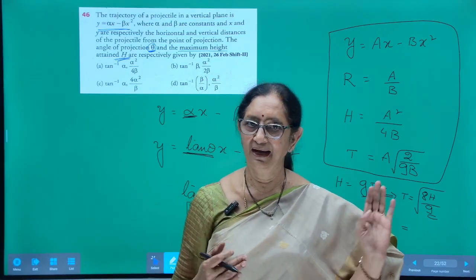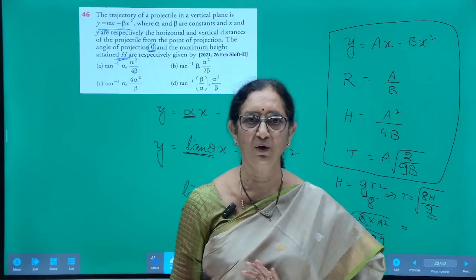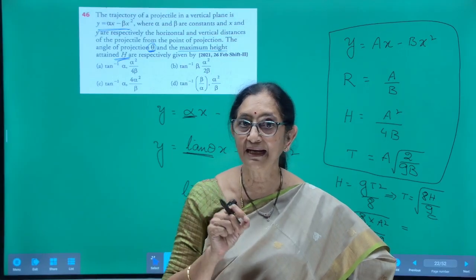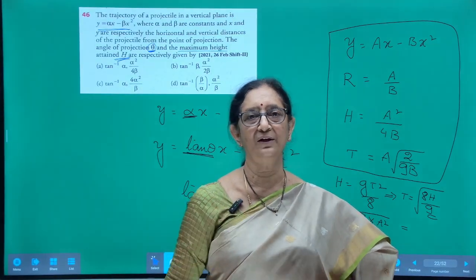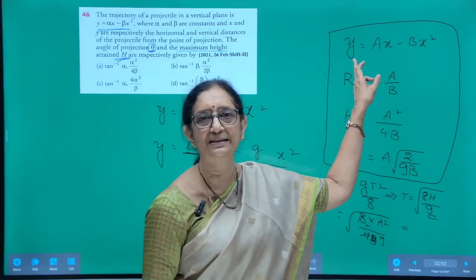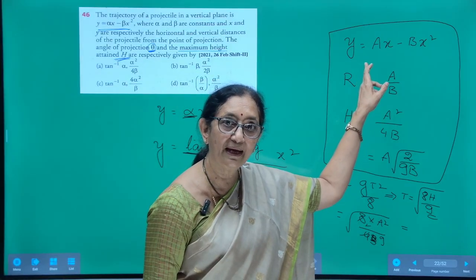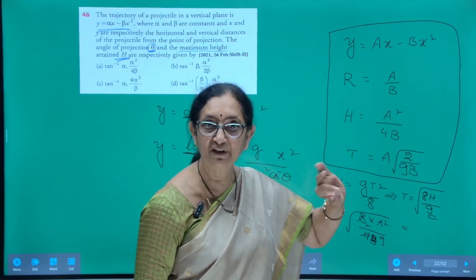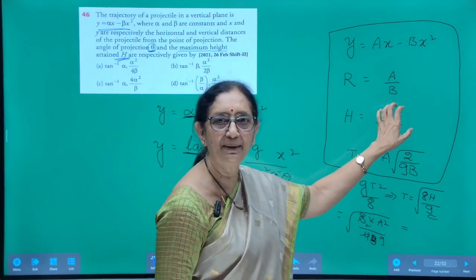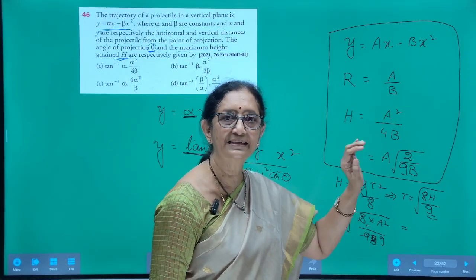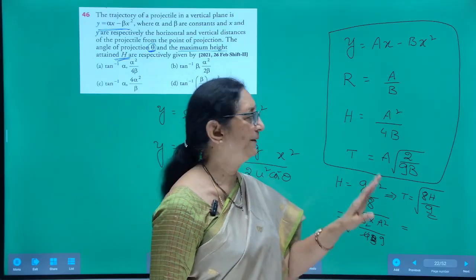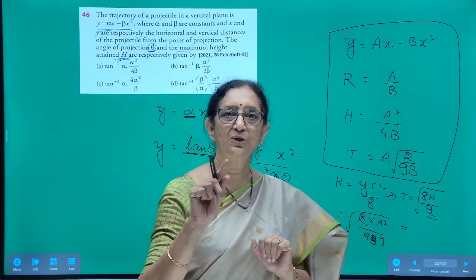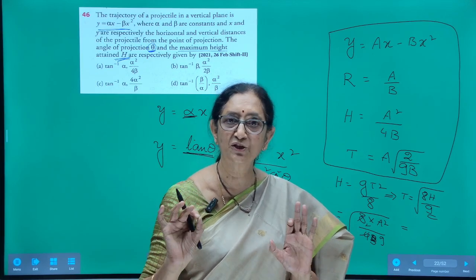So, here we have already seen the proofs for all those things. So, in case of a projectile, the relation between horizontal and vertical displacements is y is equal to ax minus bx square, from which range is a by b, maximum height is a square by 4b, time of flight is a square root of 2 by gb.